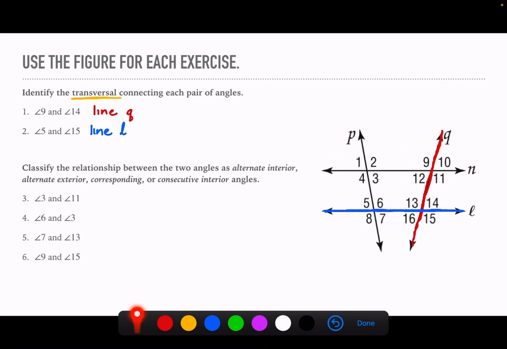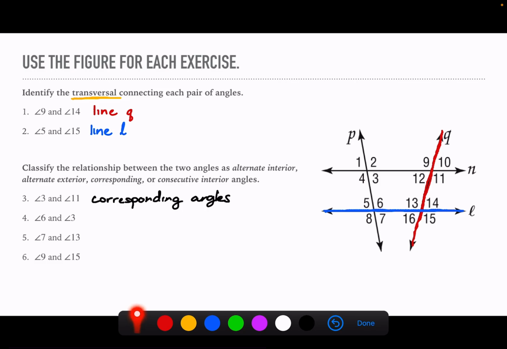This is the exterior. We have 3 and 11. Are both of them on the interior? No. So they're not going to be consecutive interior or alternate interior. Are they both on the exterior of P and Q? No. So we can cross that out. What we can see is that 3 is in the bottom right, 11 is in the bottom right. They are in the same position. So therefore, these are corresponding angles.